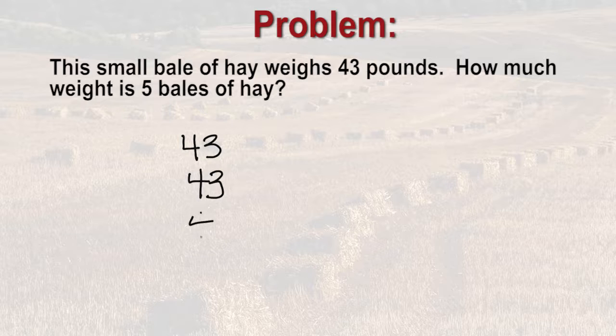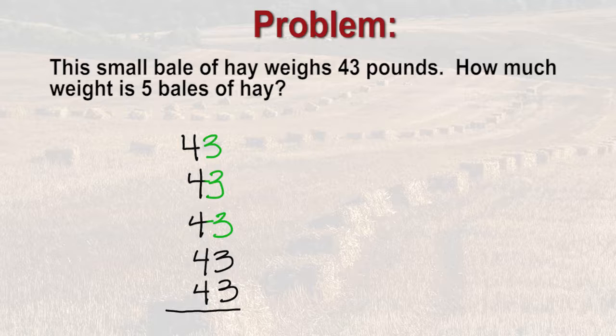43 plus 43 plus 43 plus 43 plus 43. If I start with the ones place, I add 5 threes. 3, 4, 5, 6, 7, 8, 9, 10, 11, 12, 13, 14, 15. Or I could skip count by 3 5 times. 3, 6, 9, 12, 15. Or just multiply 5 times 3, which is 15.